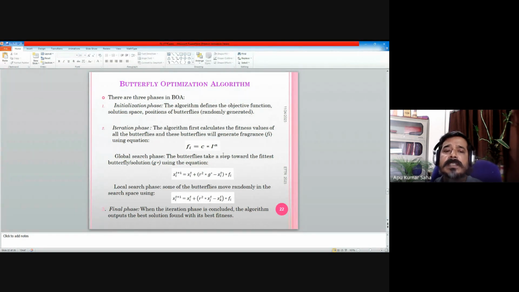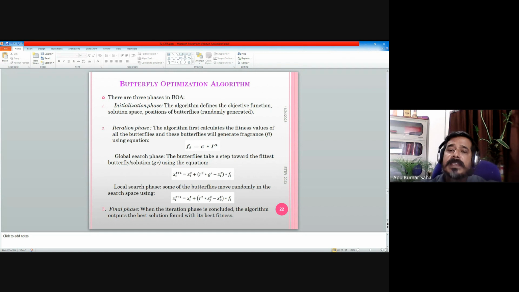Now, second is the iteration phase. In the iteration phase, we know every butterfly will emit some fragrance. First of all, we have to measure that fragrance, how much it is. That fragrance generation we write as Fi. Fi equals C times I to the power a. We have already said C is sensory modality, I is stimulus intensity, and a is power exponent.